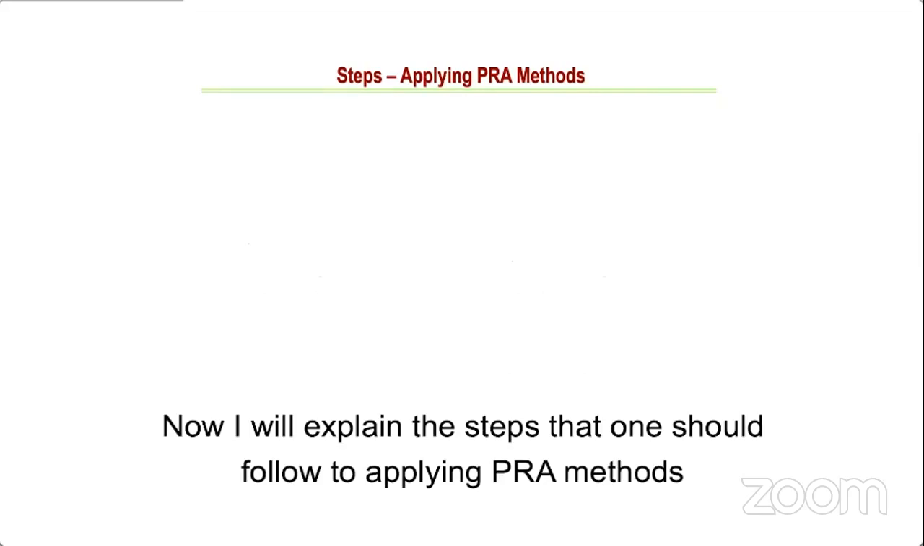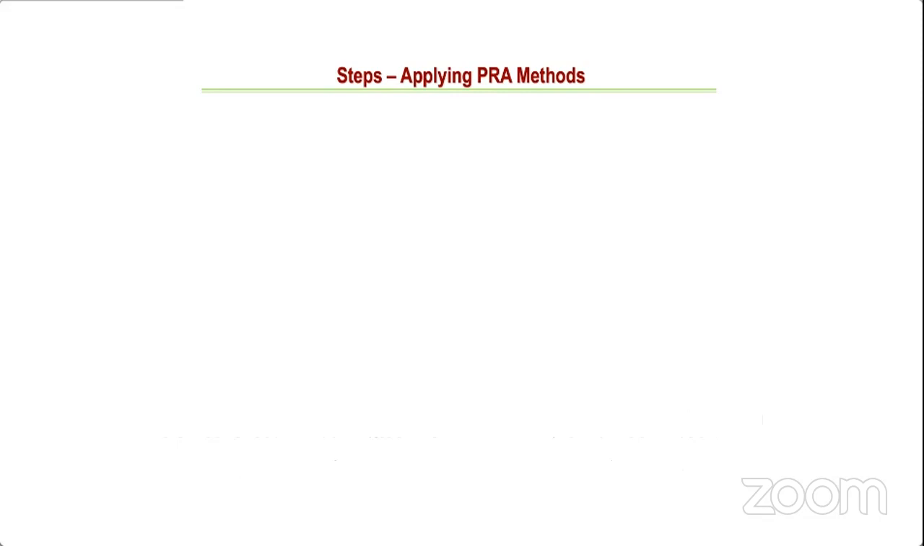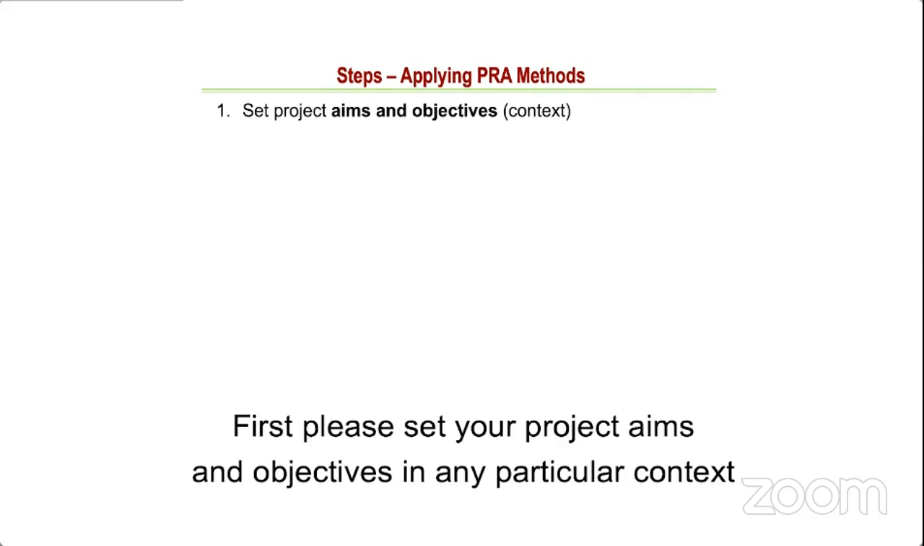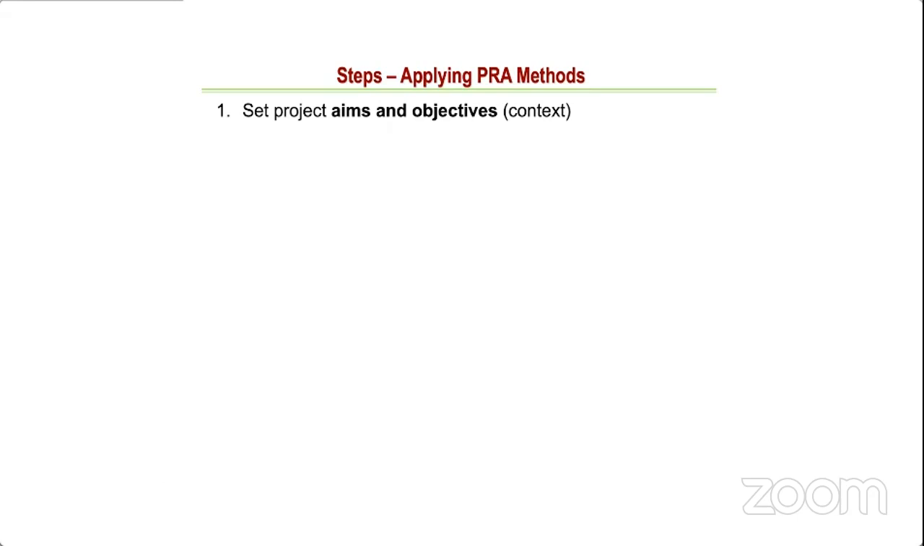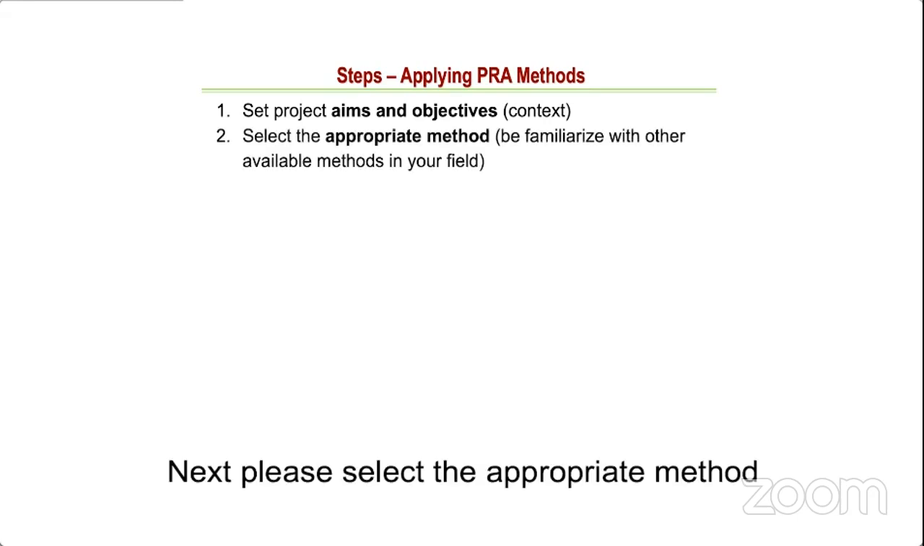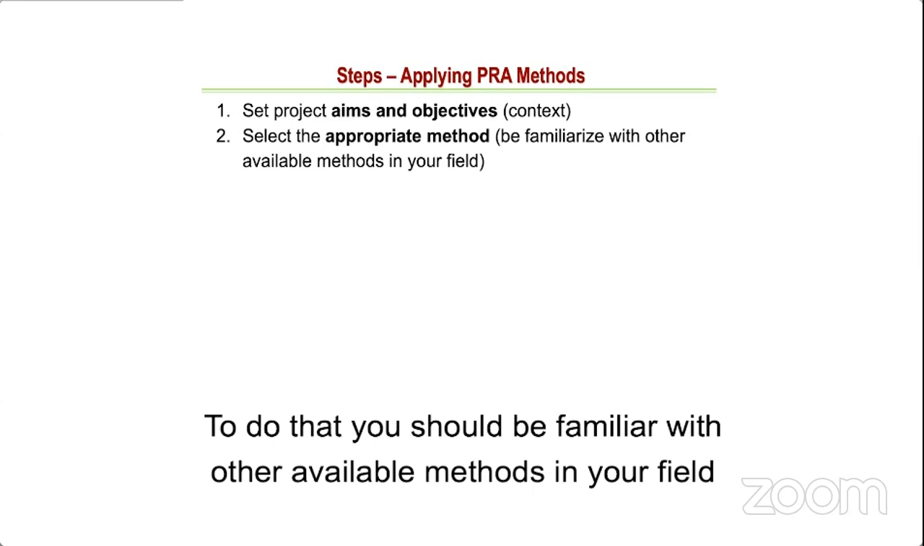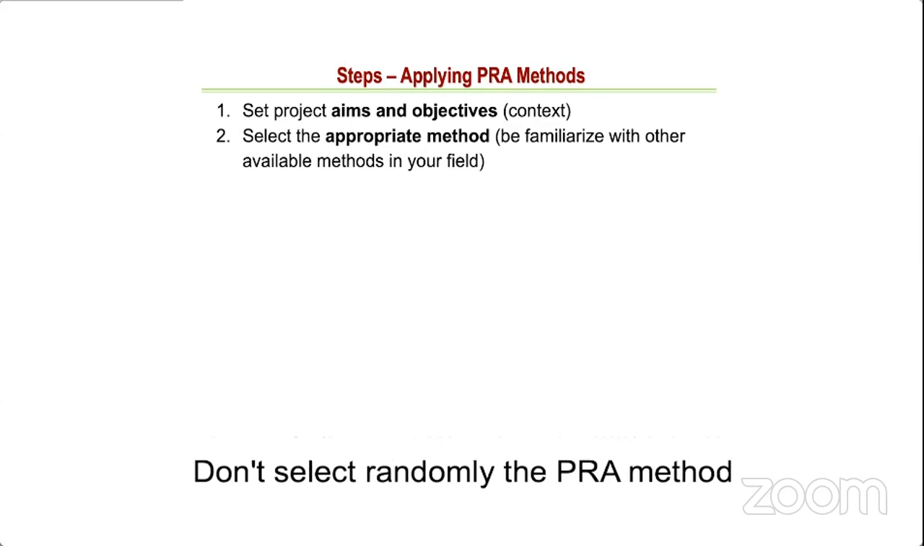Now I will explain the steps that one should follow to apply any PRA method. First, please set your project aims and objectives in any particular context. I mean, you should know what you want to achieve. Next, please select the appropriate method. To do that, you should be familiar with other available methods in your field. Don't select the PRA method randomly.